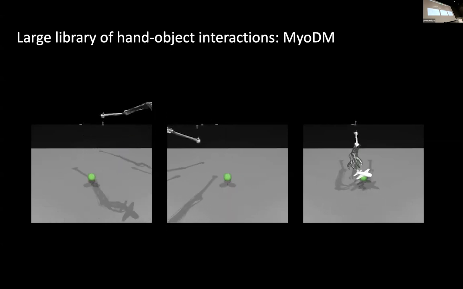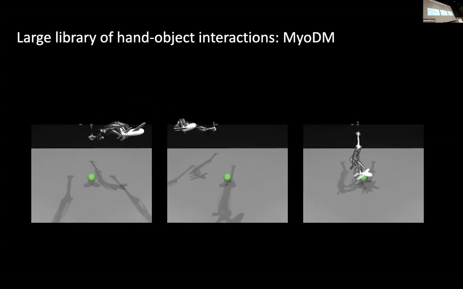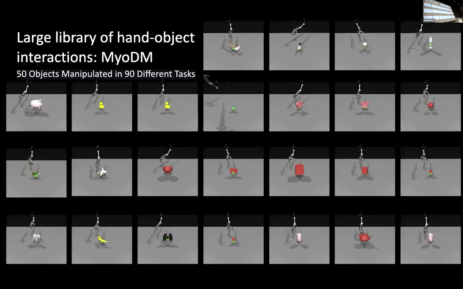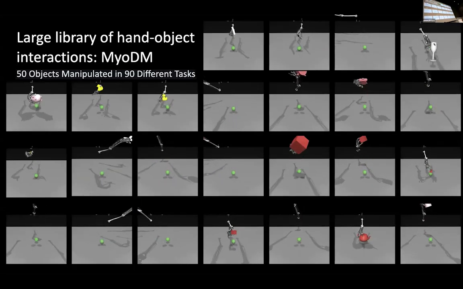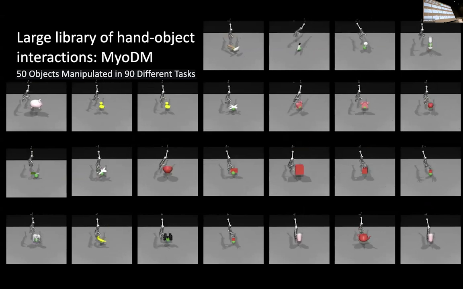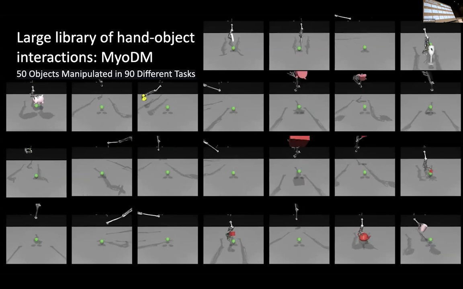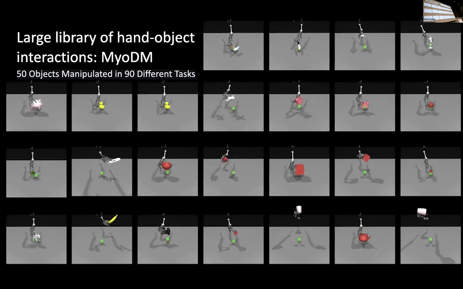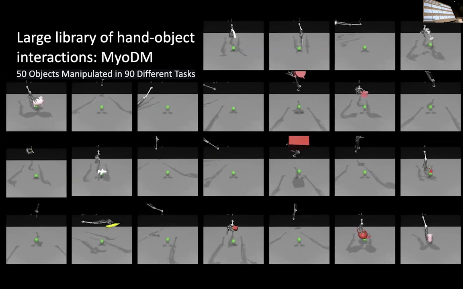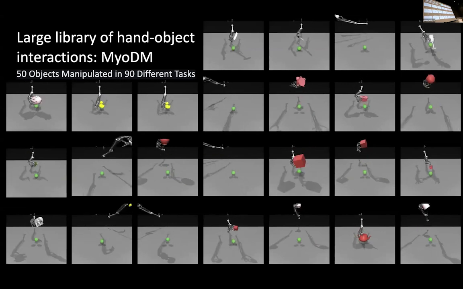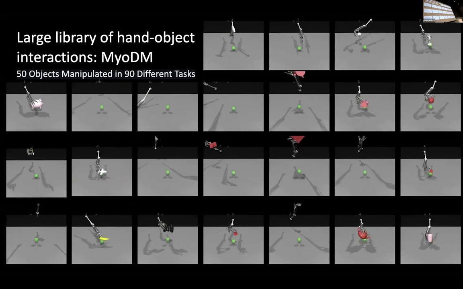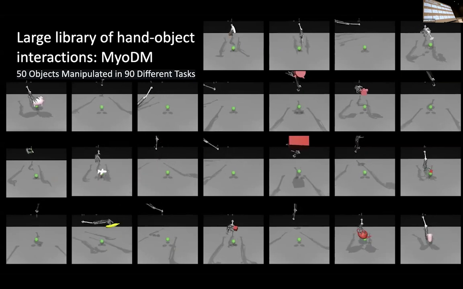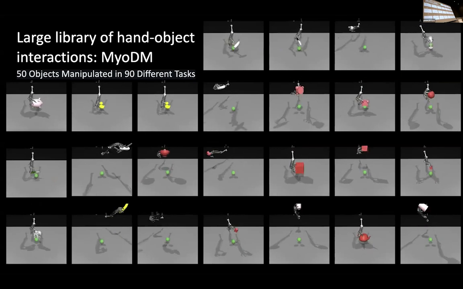But we can create much larger datasets that allow us now to look at the complexity of human movements. We released this dataset called MyoDN that consists of 50 different objects manipulated in 90 different ways. So you can explore really how those trajectories can be recovered on different objects manipulated in different ways.